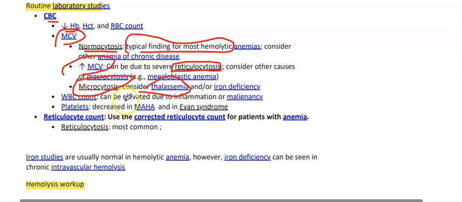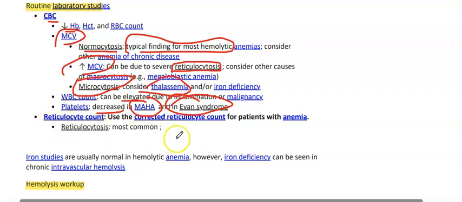The WBC count, if elevated, can be due to inflammation or malignancy. Platelets, if decreased, can be seen in microangiopathic hemolytic anemia and Evans syndrome. Evans syndrome is a condition in which two or more hematologic immune cytopenias are present, most commonly immune thrombocytopenia (ITP) in combination with autoimmune hemolytic anemia.